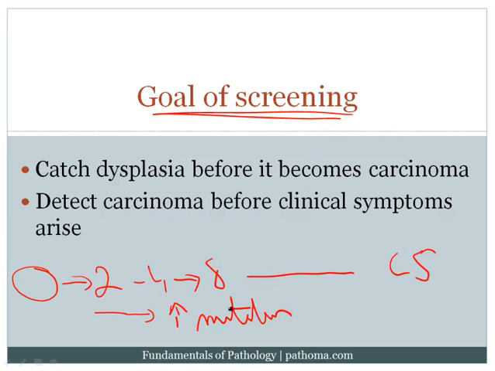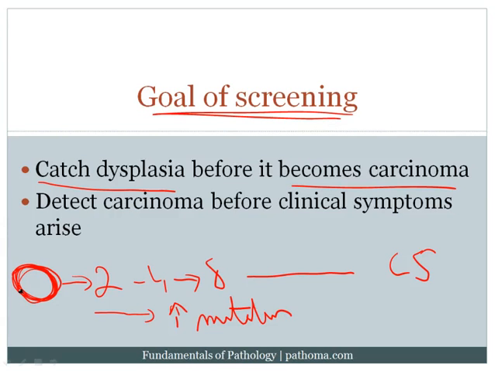Okay, so what is the goal of screening? Screening has 2 separate goals. The first goal is to catch dysplasia before it becomes cancer, i.e., even before this cell is present, we try to catch dysplasia so that we don't even have to deal with the formation of a cancer.